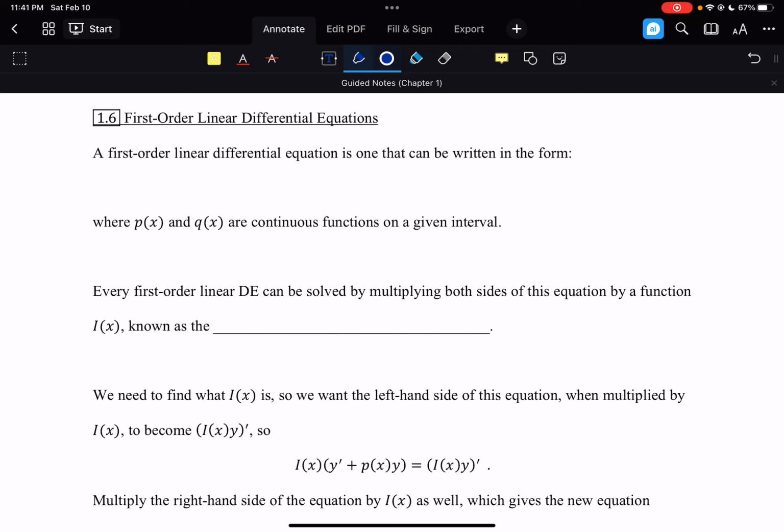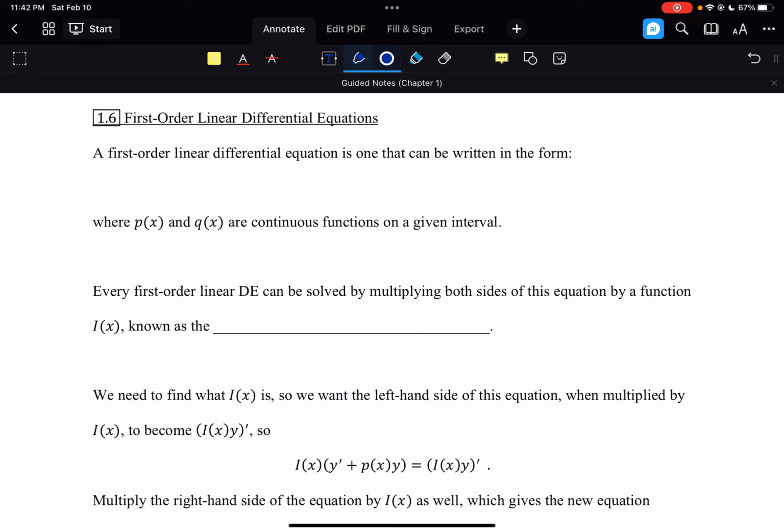Welcome to section 1.6. In this section, we will be dealing with first-order linear differential equations. So recall from our introductory sections, a first-order differential equation is one whose highest derivative taken is a first derivative, and a linear differential equation is one that produces no powers greater than 1 on any of the derivative functions.